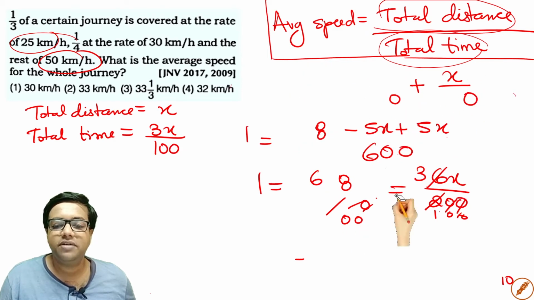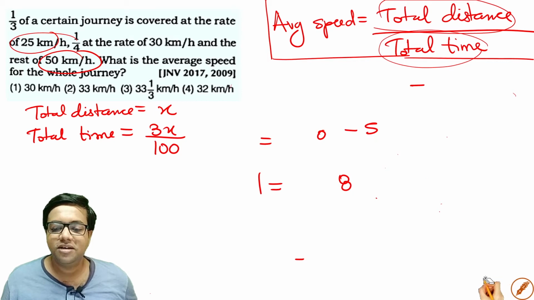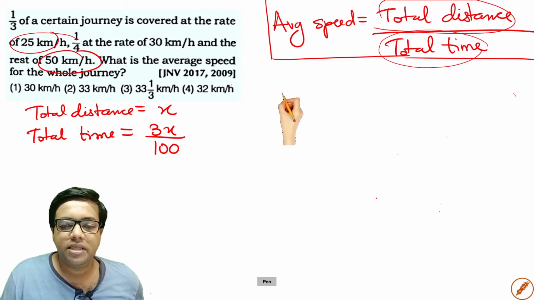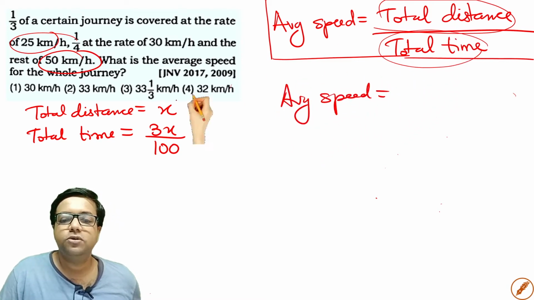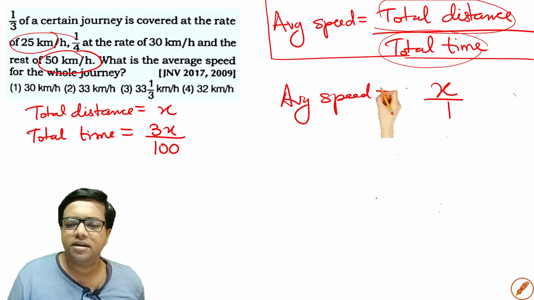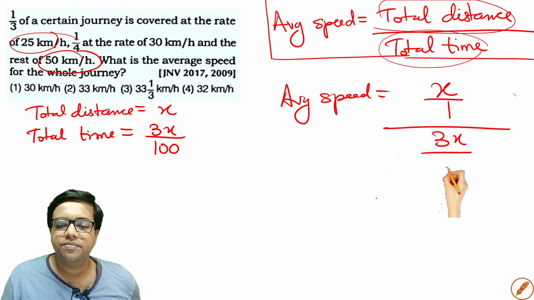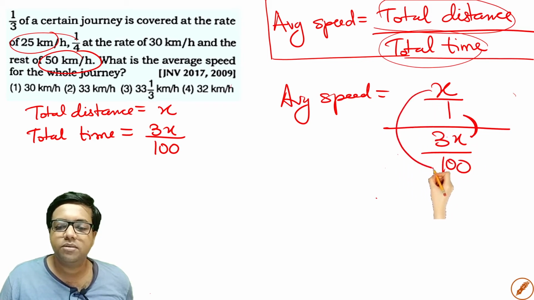Now after finding all these things, we need to find the LCM. Okay, not the LCM. You need to find the average speed. So what will be the average speed now? Average speed is equal to total distance, which is x by 1, divided by total time, which is 3x by 100. The nearer terms get multiplied and the farther terms get multiplied.